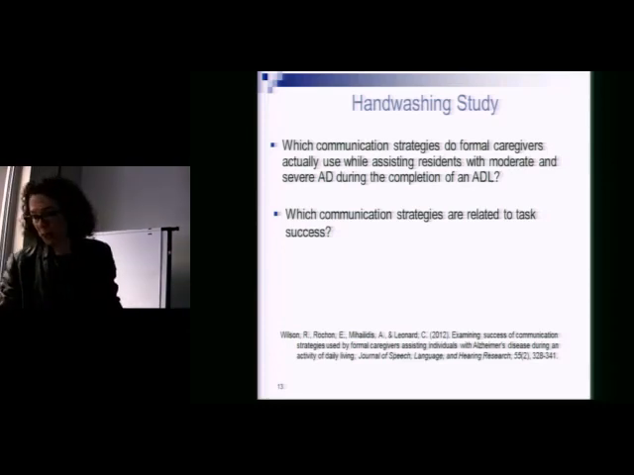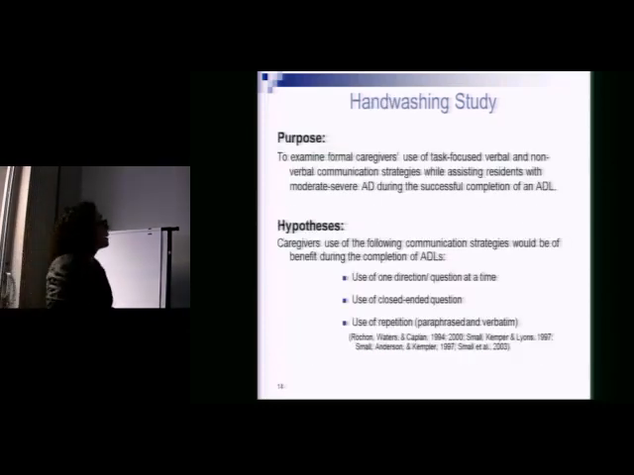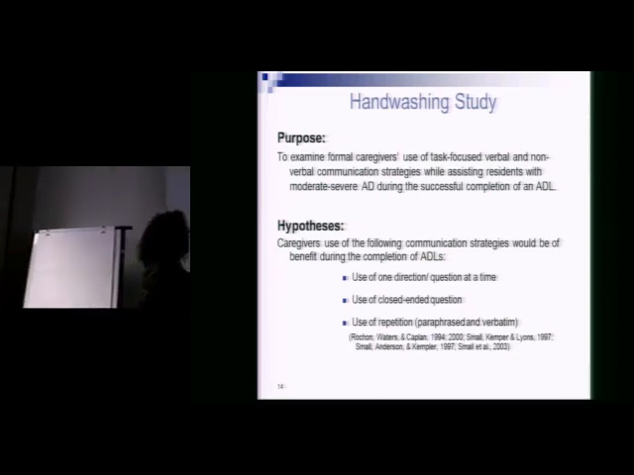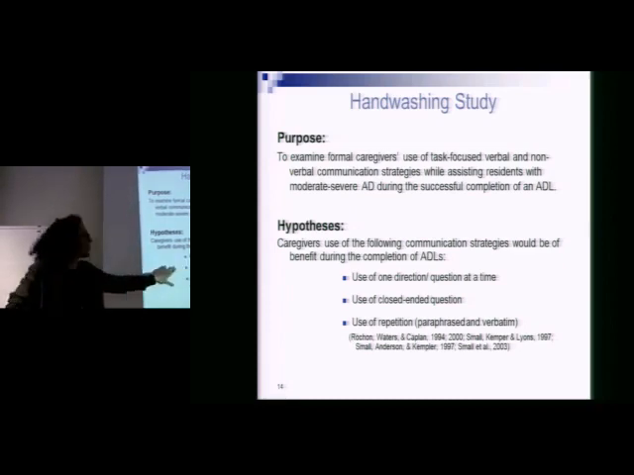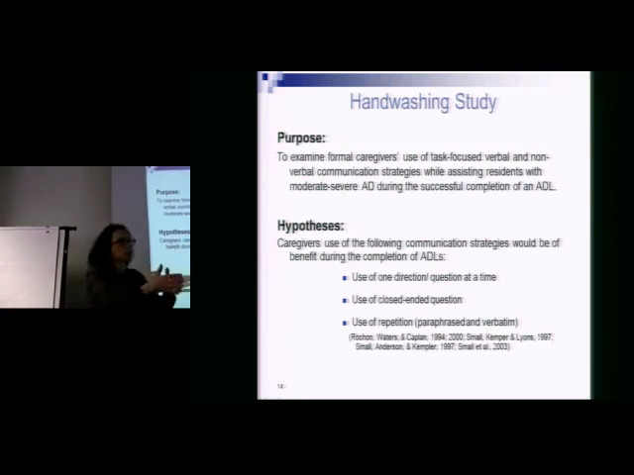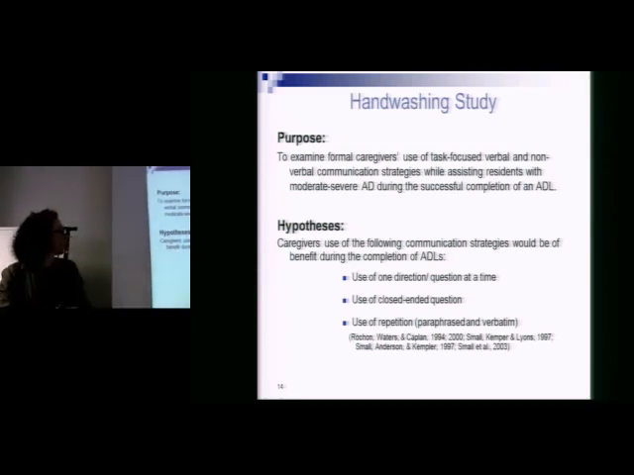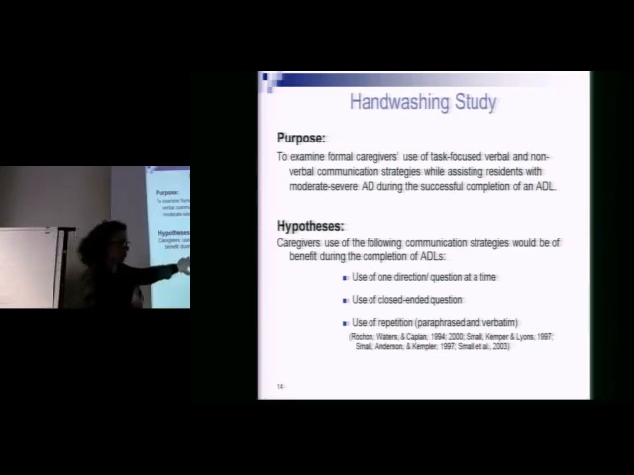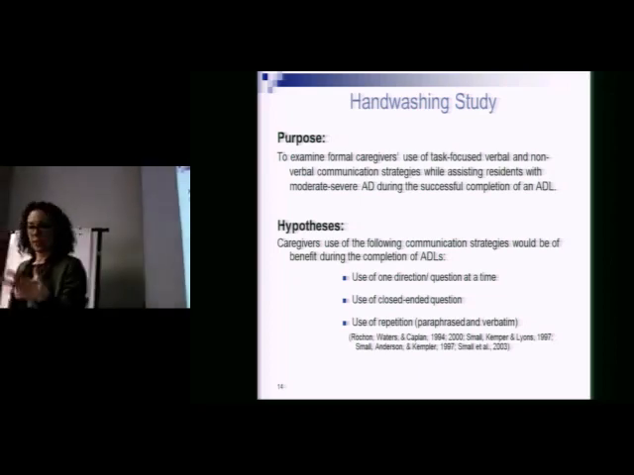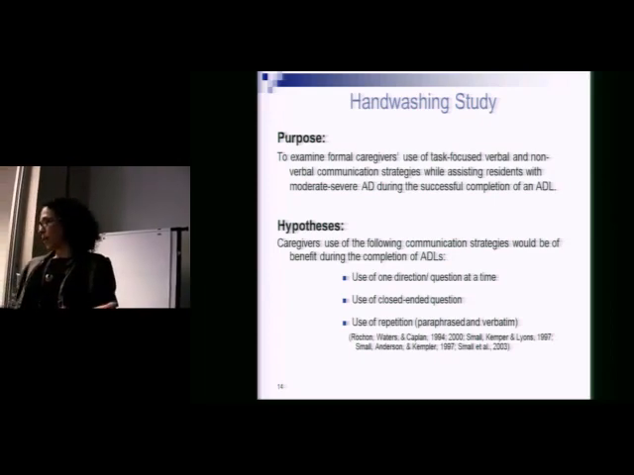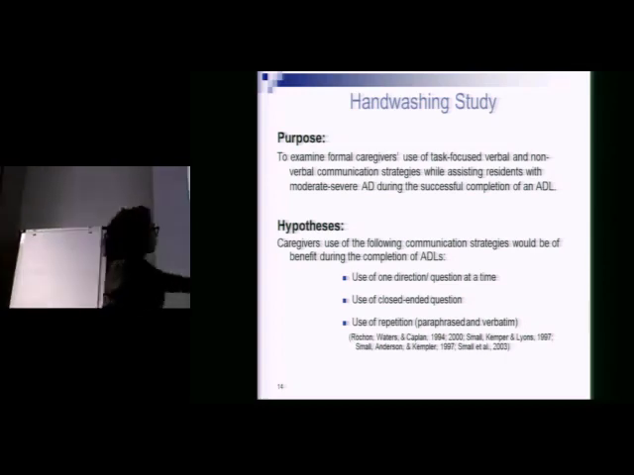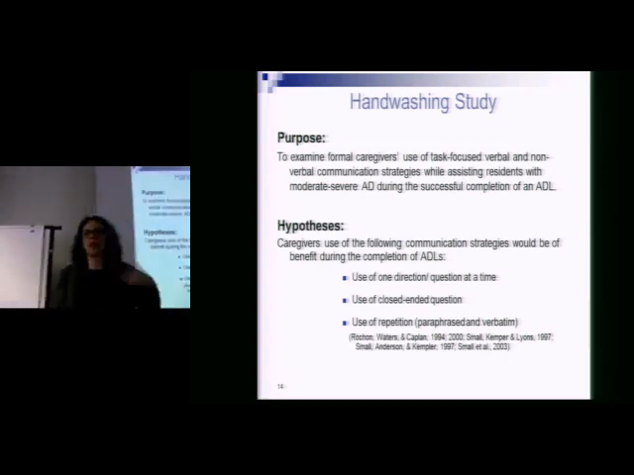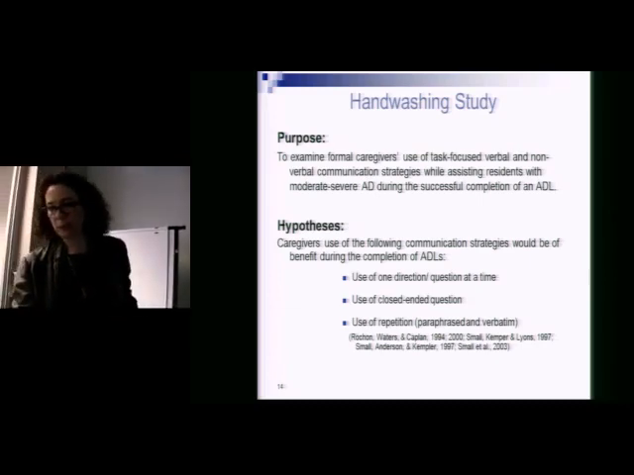And which of these strategies might be related to task success? What we did was we had hypotheses that we generated primarily from the empirical literature. So we said we think that providing one idea or one question or direction at a time will help with the successful completion of an activity of daily living like hand washing. That the use of a close-ended question, so that's a question you can answer with a yes or a no, "Do you want to get out of bed?" Mm-hmm. And that repetition would be beneficial, whether it was paraphrased or verbatim, regardless.